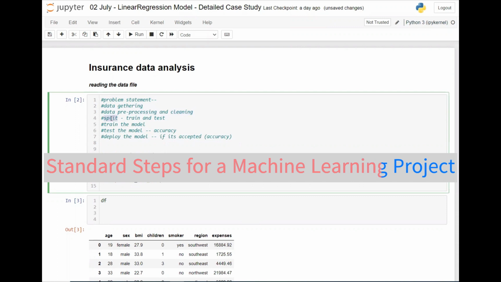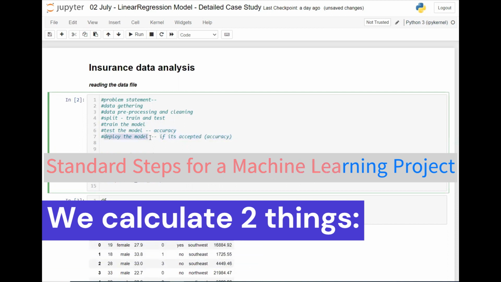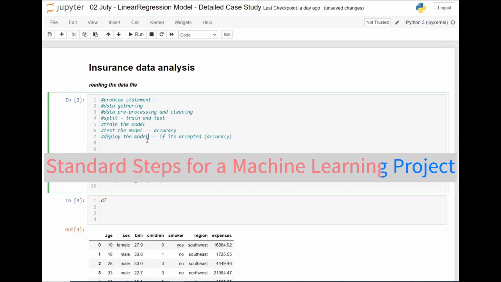Then once we have clean, pre-processed data, we will do data splitting into two parts, the training data and the test data. Then we train the model, and after that we test the model with our test data and calculate the accuracy. And if the accuracy is accepted, we will deploy this model to production for the end users, right? So that's how we will be doing this example today.